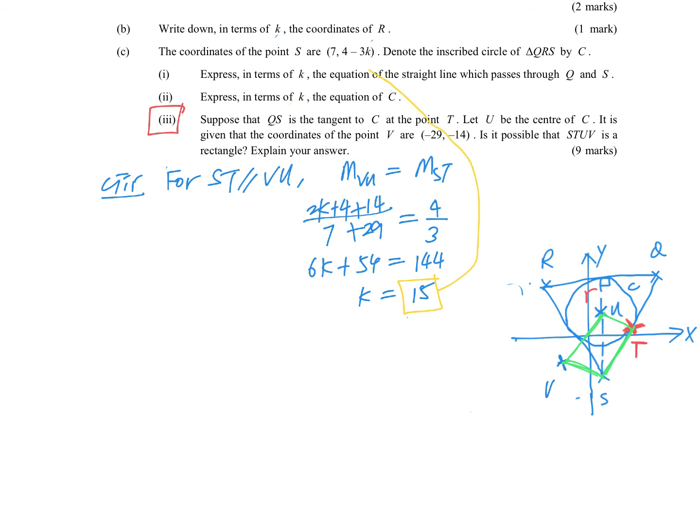Okay, so we have this, and we have many things here. Of course we have U as well. So let's check the answers all together. So S would be 7, negative 41, and U will be 7, 34. Well, that makes sense.